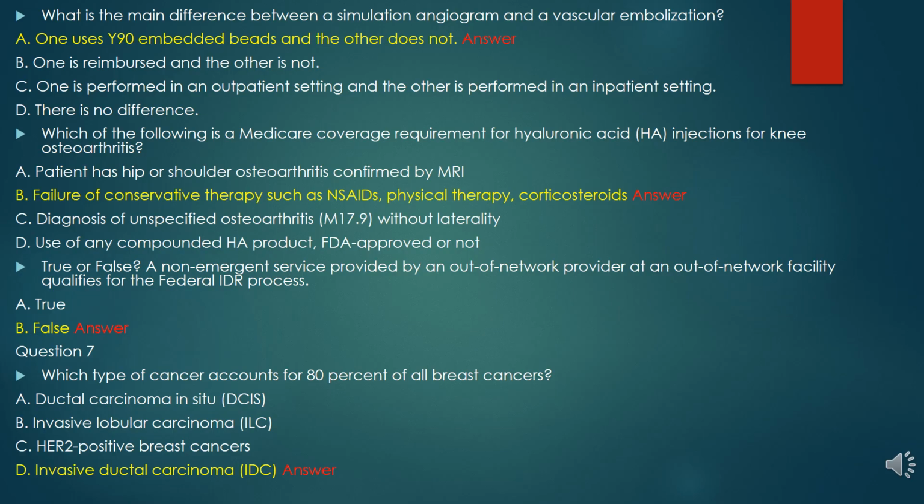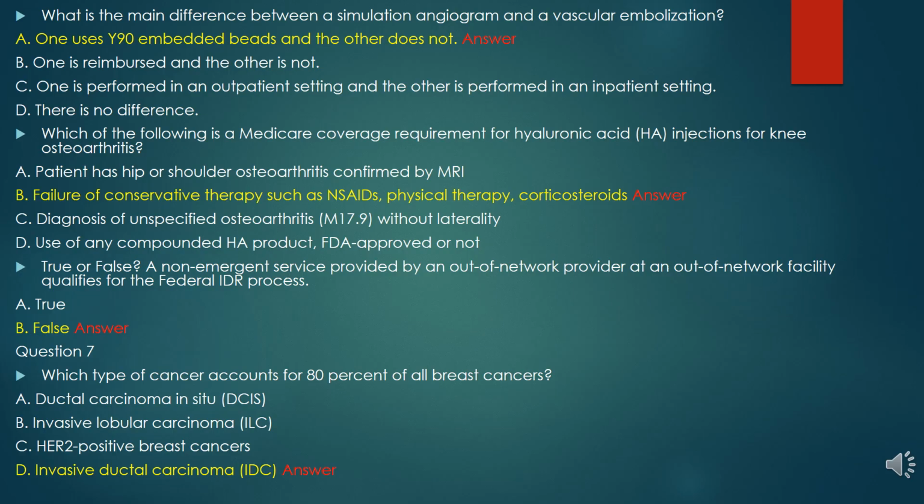Question 5. Which of the following is a Medicaid requirement for hyaluronic acid, HA, injections for knee osteoarthritis? A. Patient has hip or shoulder osteoarthritis confirmed by MRI. B. Failure of conservative therapy such as NSAIDs, physical therapy, corticosteroids. C. Diagnosis of unspecified osteoarthritis M17.9 without laterality. D. Use of any compounded HA product, FDA approved or not.